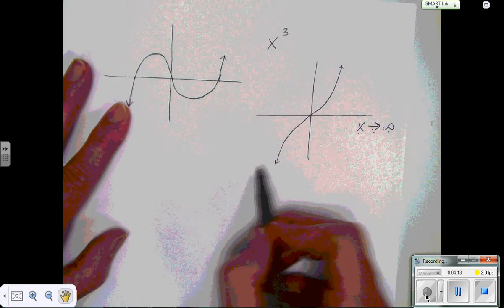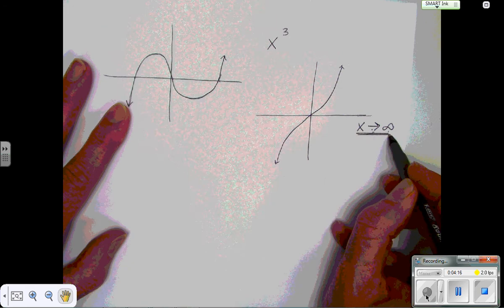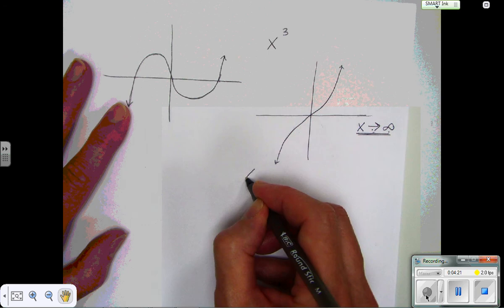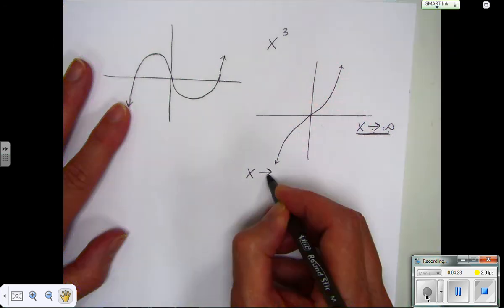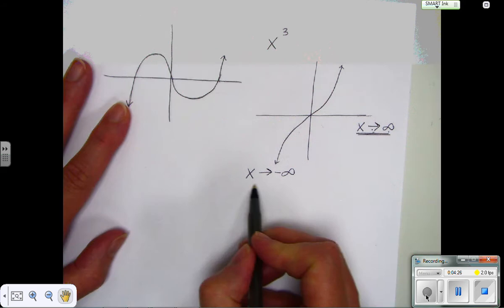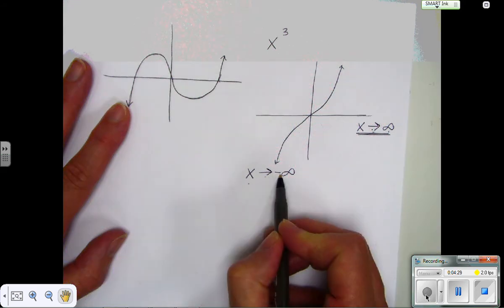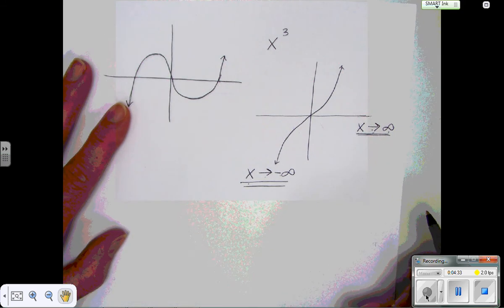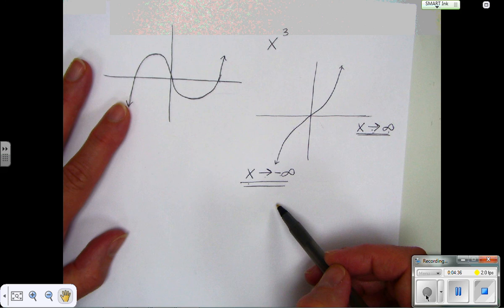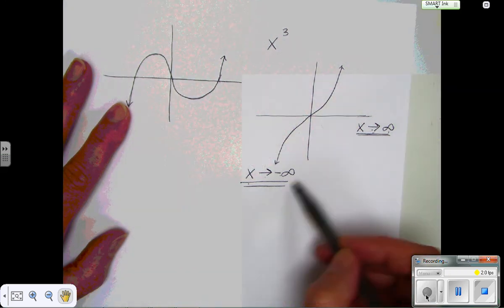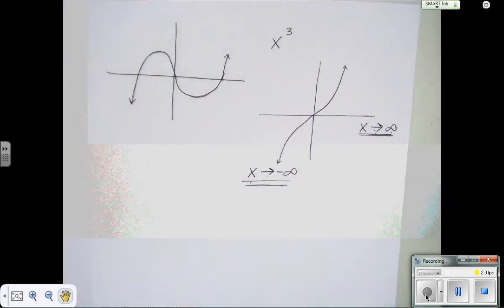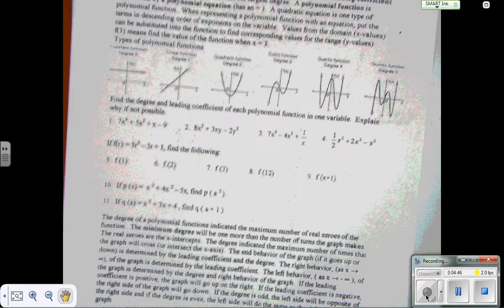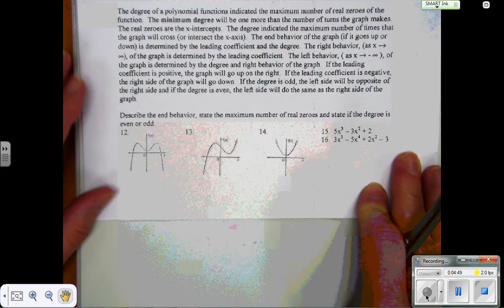On the left side of the graph, and this is always true, on the right side of the graph, x is always going to positive infinity. On the other hand, on the left side of the graph, x is always approaching negative infinity. Okay, so the arrow means approaching negative infinity. This is always true on the left side of the graph. So your x is always going those directions on the right side and the left side. That never changes. And we're going to use that to talk about end behavior in just a second.